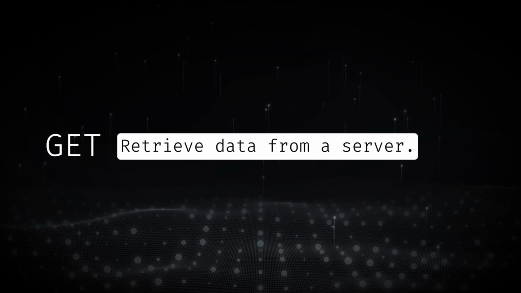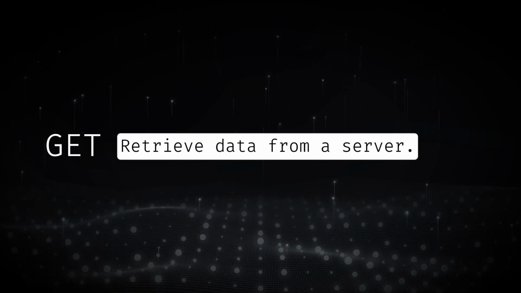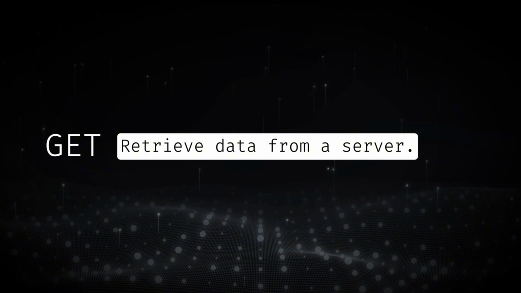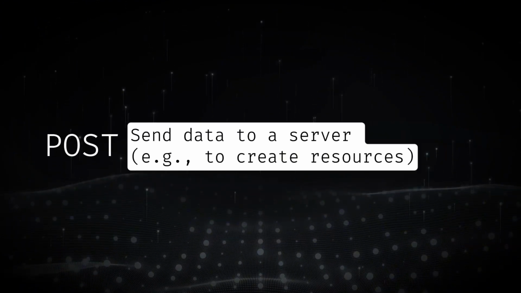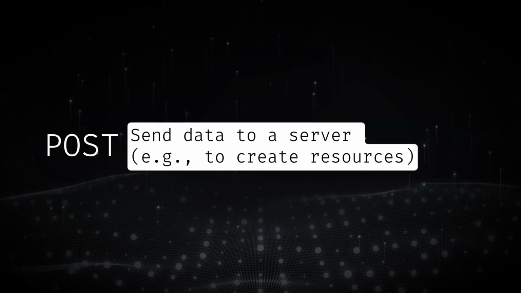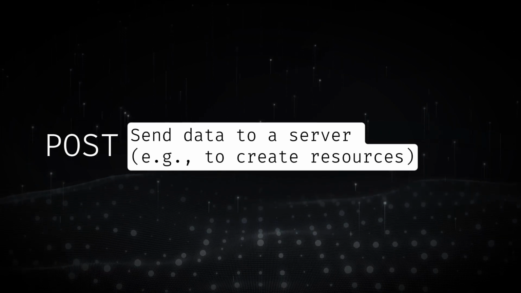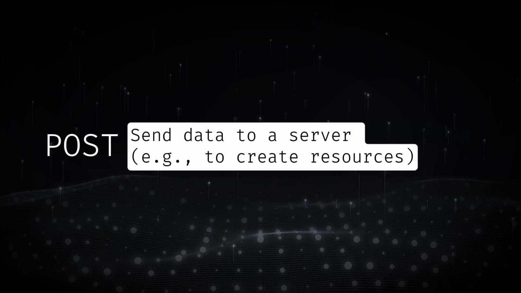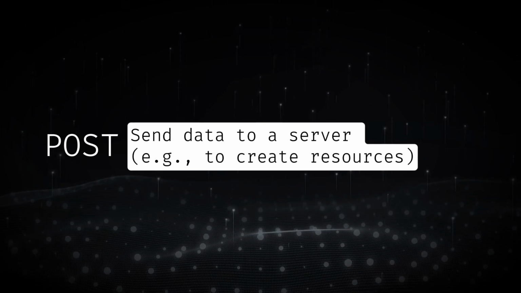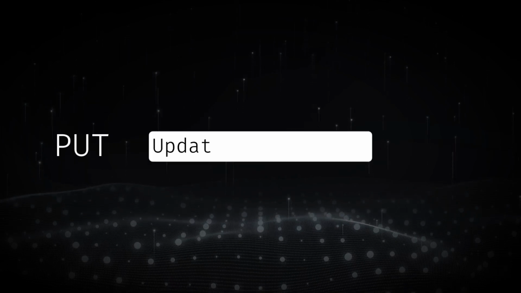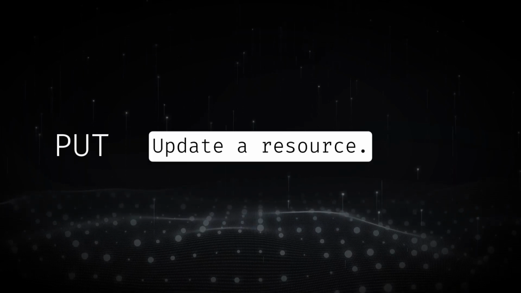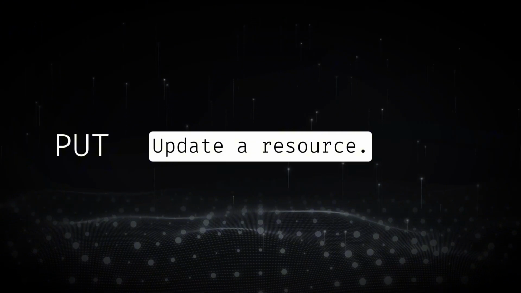This type of request allows our programs to retrieve data, like fetching search results. The POST request creates new records, such as submitting a new lead to your CRM. This enables us to send data to a server, for example, to create resources and post them as new records to a database. There's also the PUT request. This allows our apps to update existing records, like modifying contact details from a CRM.